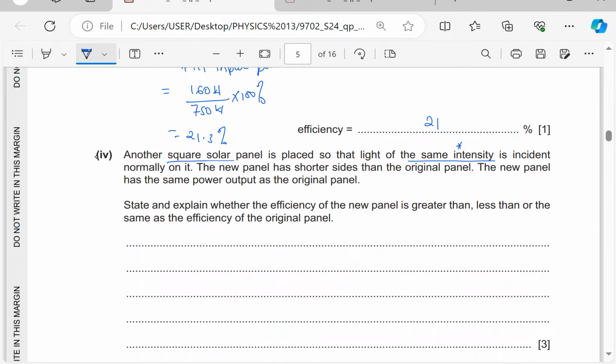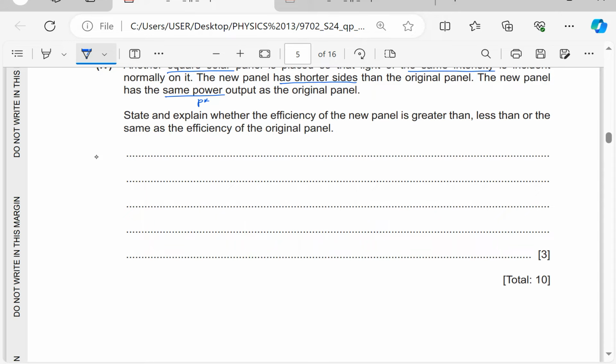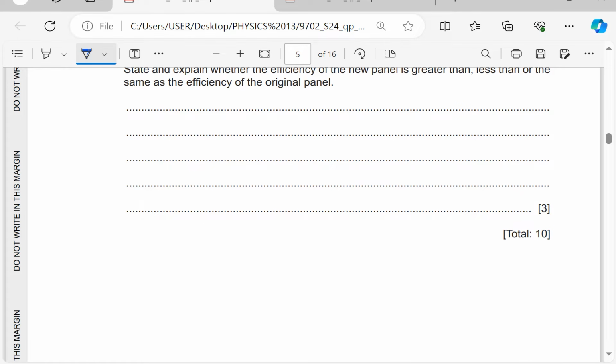Another square solar panel is placed so that light of the same intensity, so intensity is the same, is incident normal on it. The new panel has shorter sides, so length has decreased from the original panel. The new panel has the same power output as the original panel, so power is remaining constant. State and explain whether the efficiency of the new panel is greater than, less than, or the same as the efficiency of the original panel.